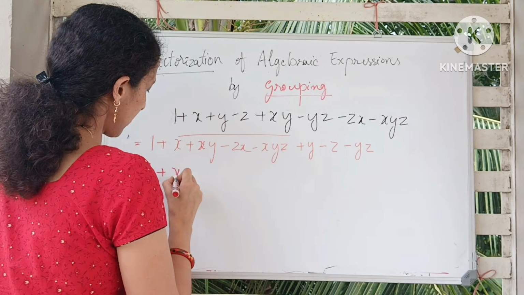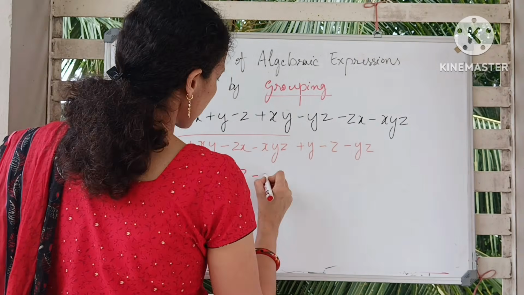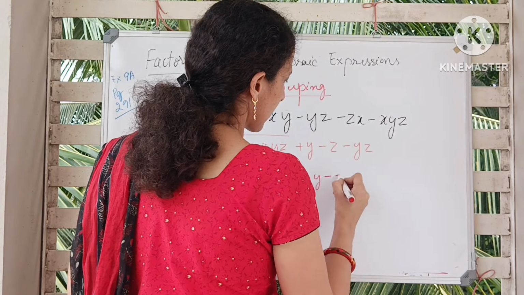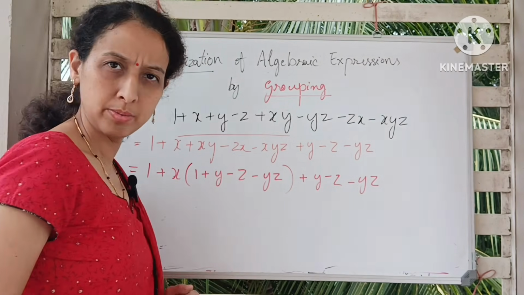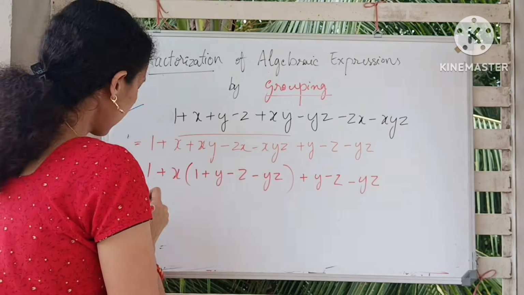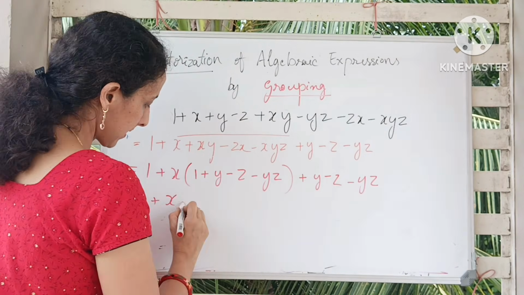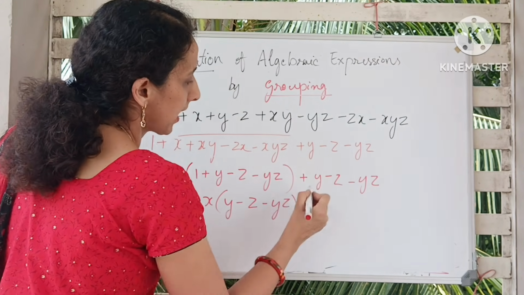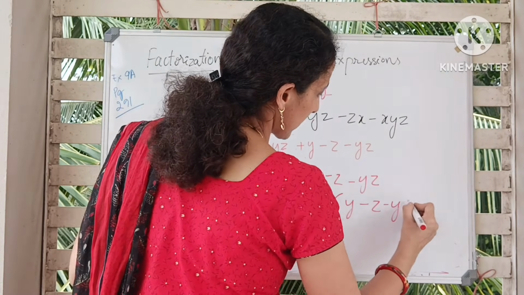So 1 plus x into 1 plus y minus z minus yz plus y minus z minus yz. If I carefully observe, I see these three terms and these three terms are common, but this one is extra. So what I will do is I'll keep this one outside for now, means 1 plus x into 1 I'll keep outside as x only, plus from only these I'll take the x out, z minus yz, and this one I'll show as 1 into y minus z minus yz.